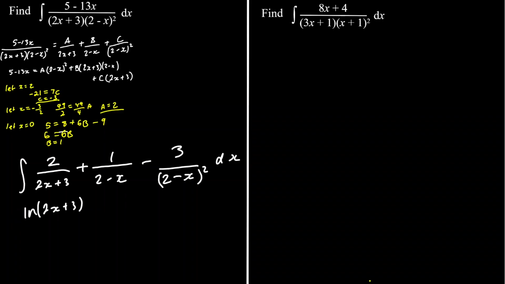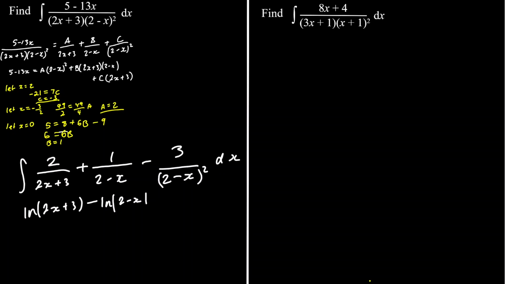And you can see it works by differentiating this. So it goes to 1 over 2x plus 3 times the bracket differentiated, which is 2. So 2 over 2x plus 3. The next one, we've got log 2 minus x. Divide by the bracket differentiated, which is negative 1.